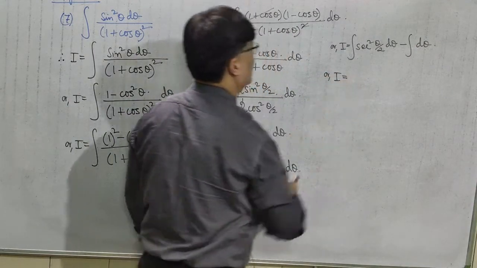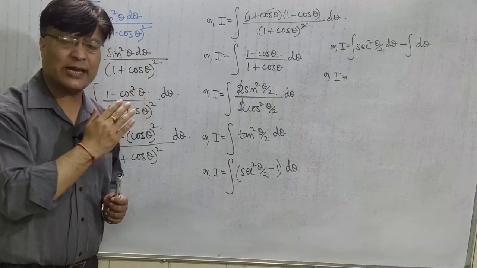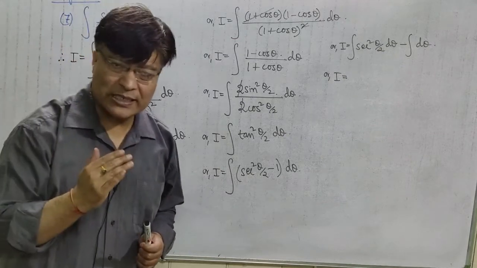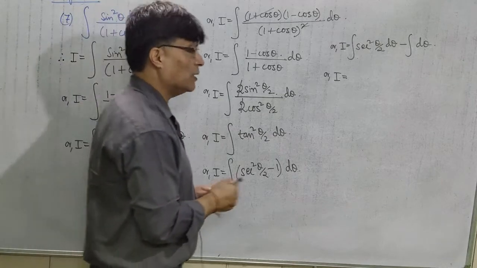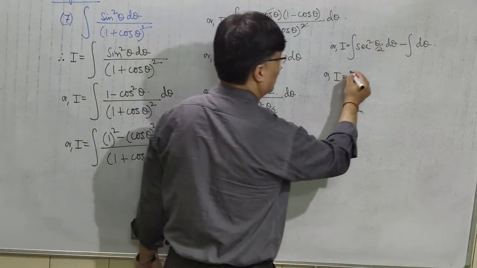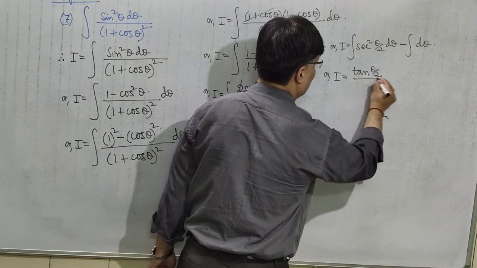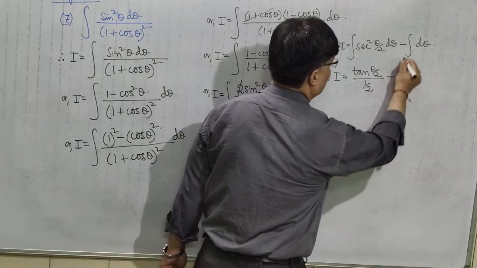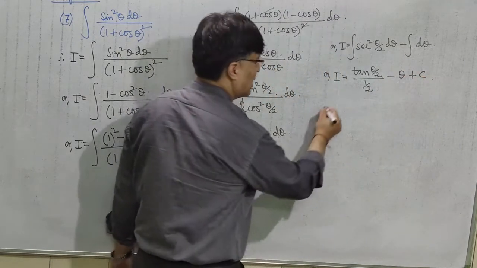Or I is equal to, what is integration of sec square theta by 2 d theta? This is just like your integration of sec square mx dx. What is integration of sec square mx dx? Tan mx by m. Here instead of x there is theta, m is half. So the formula is tan theta by 2 divided by m. M is half here. Minus, what is integration d theta? It is theta plus c.